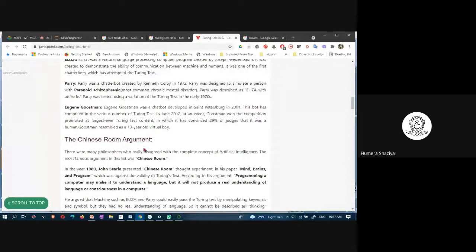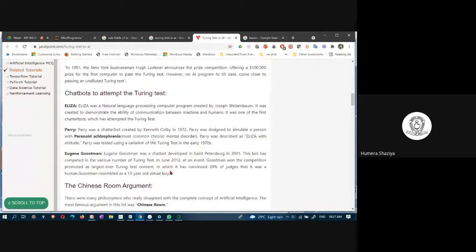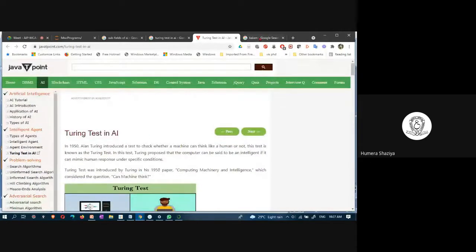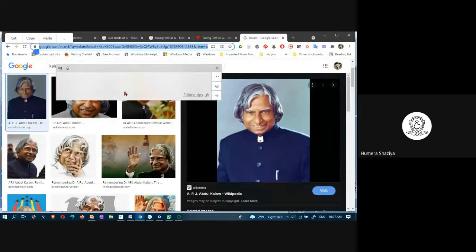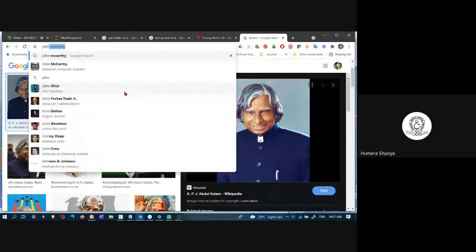From this, scientists, especially computer scientists, started thinking about implementing artificial intelligence. And then later in 1956, John McCarthy.